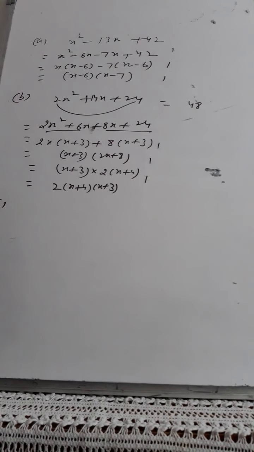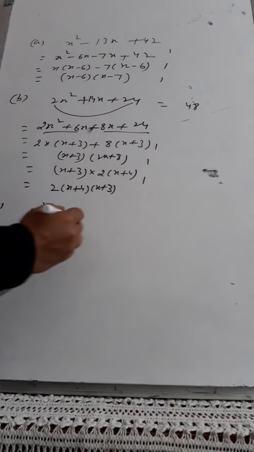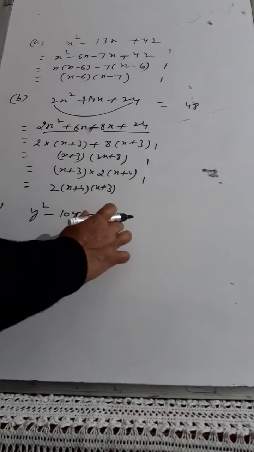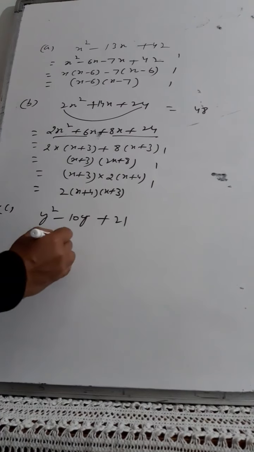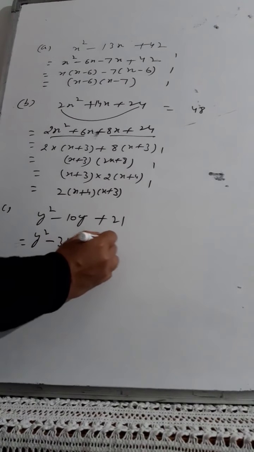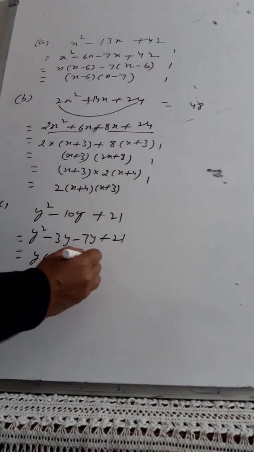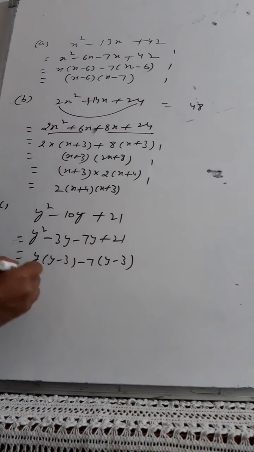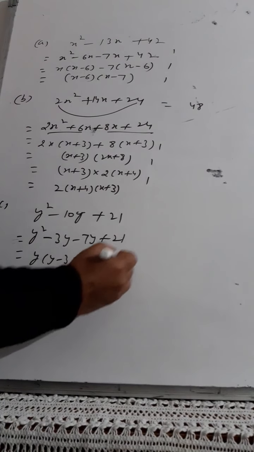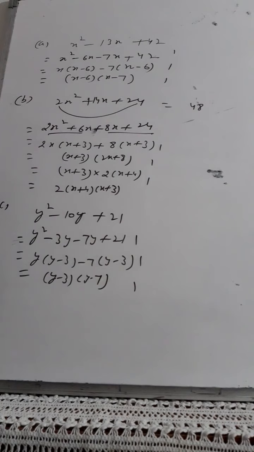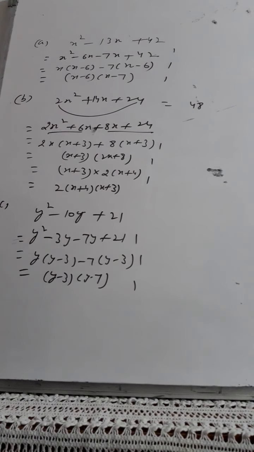Then third part was y square minus 10y plus 21. So you have to find the factors of 21. 10 is 7 and 3. Y square minus 3y minus 7y plus 21. Take y common: y into y minus 3, minus 7 common, again y minus 3. So you will be left with y minus 3 into y minus 7. 1, 1, 1, 3 marks. So these are all the answers for your first question, all 3 parts.